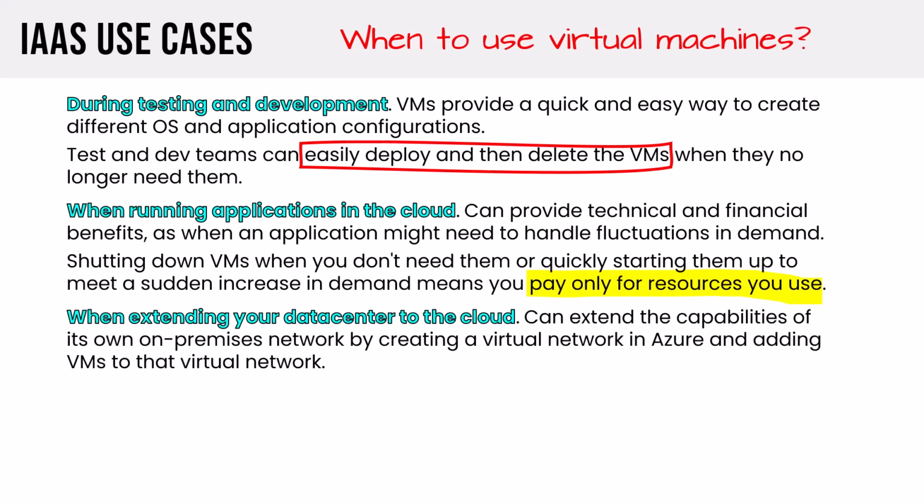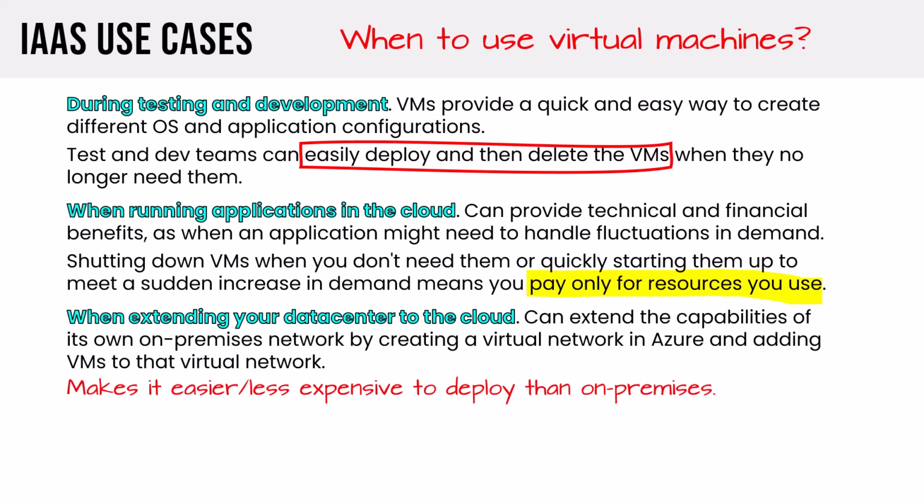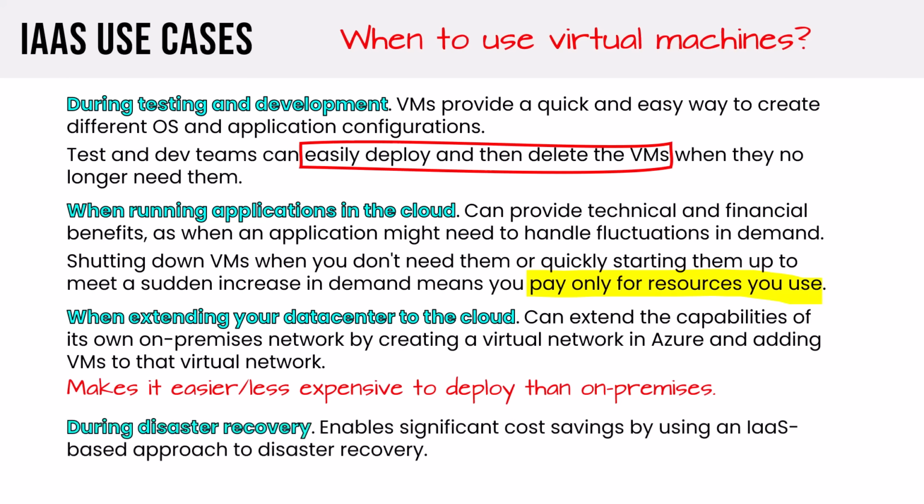And when extending your data center to the cloud, the hybrid cloud scenario, we can extend the capabilities of our on-premises network by creating a virtual network in Azure and adding VMs to that virtual network. The real benefit of that hybrid cloud scenario is it makes it easier and less expensive to deploy than it is on premises. And finally, during disaster recovery, the cloud gives us a backup data center without having to build and provision resources in our own backup data center.